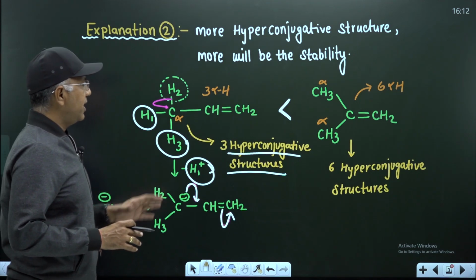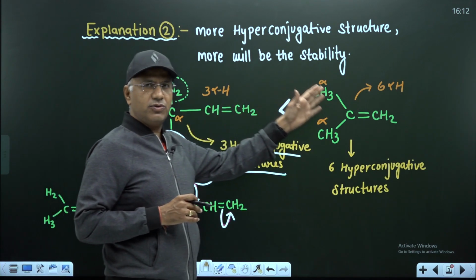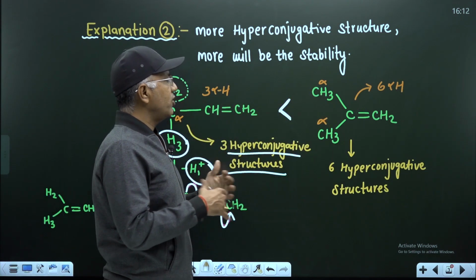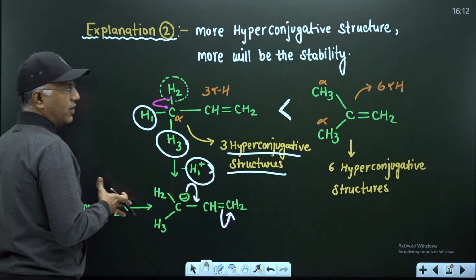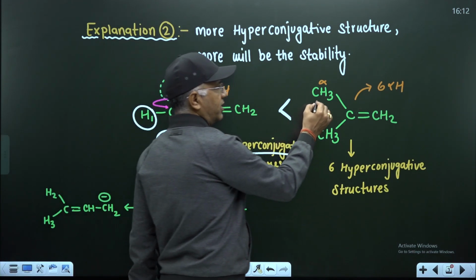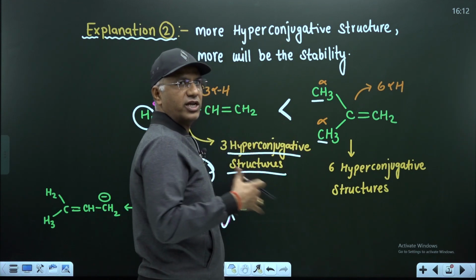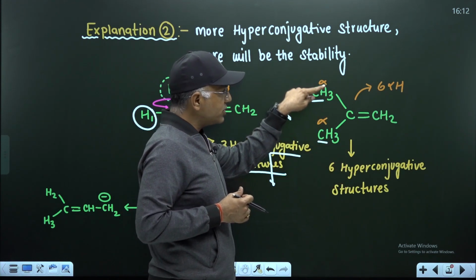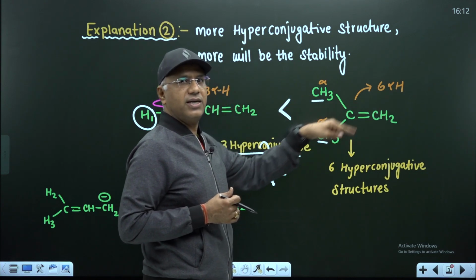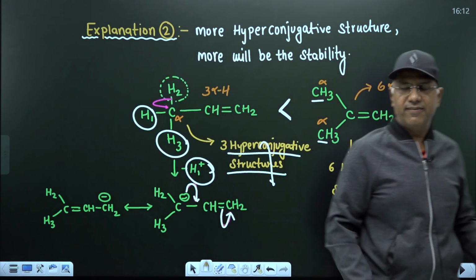This means this alkene has fewer hyperconjugating structures compared to this one. More the alpha hydrogen, more protons we can remove, more will be the conjugation. Now, if I mark the hydrogens, there will be 6 hydrogens. I can mark them as H1, H2, H3, H4, H5, H6. This means more hyperconjugating structures, more sigma electrons will be delocalized. So that's why more the alpha hydrogen, more will be the stability.